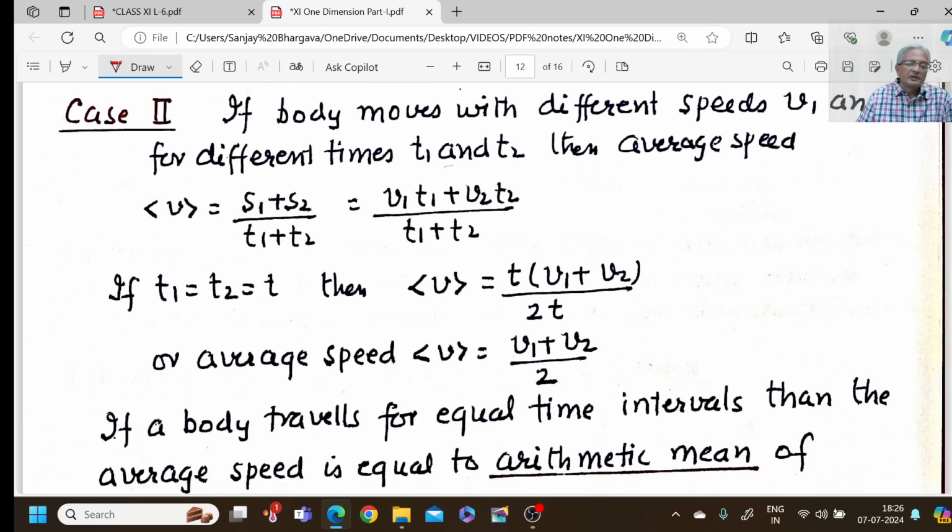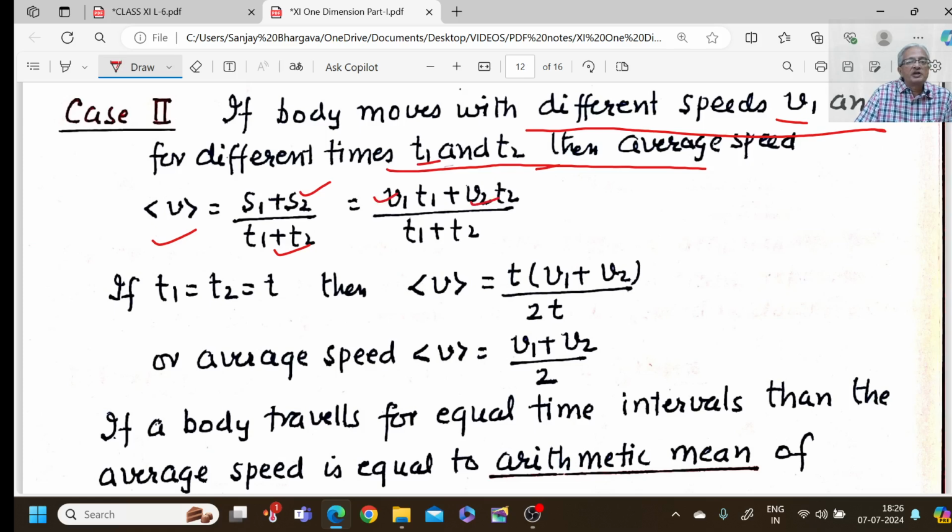Now we pick up the second case, and here the body moves with different speeds V1 and V2 for different times T1 and T2. Now the average speed would be given by total distance upon total time. So for time T1 it was moving with a speed V1, for the time T2 it was moving with a speed V2. So the distance S1 is V1 T1, distance S2 is V2 T2.